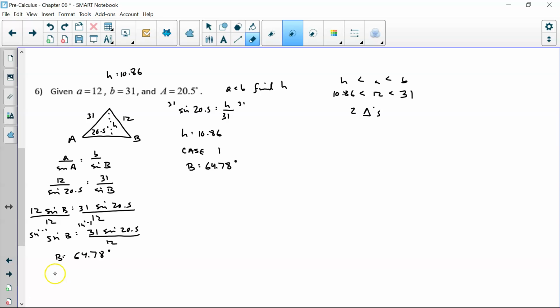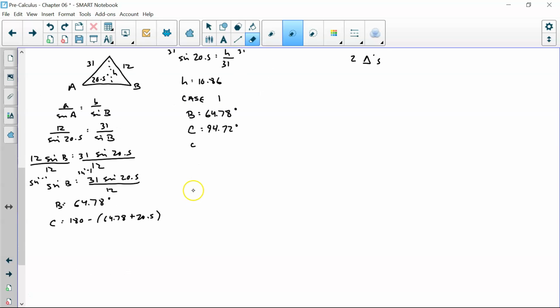So now to find C, angle C is going to be 180 minus the sum of 64.78 plus 20.5. So in that case, angle C would be 94.72 degrees, and we'd have to find the side c.